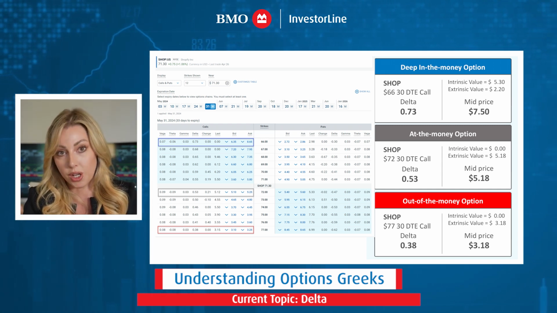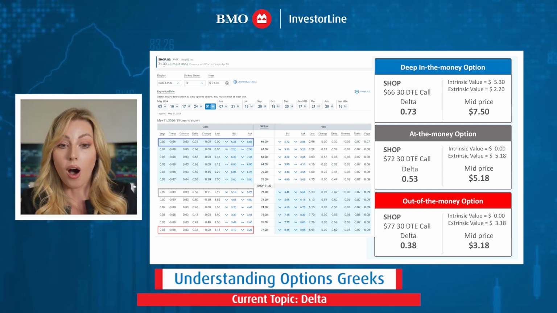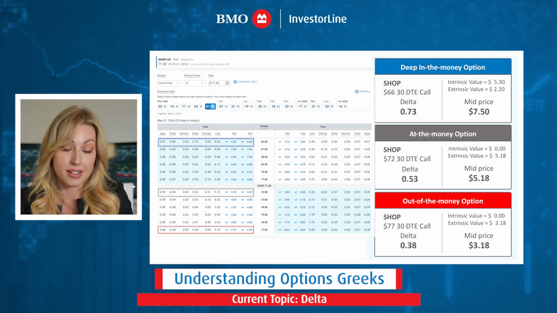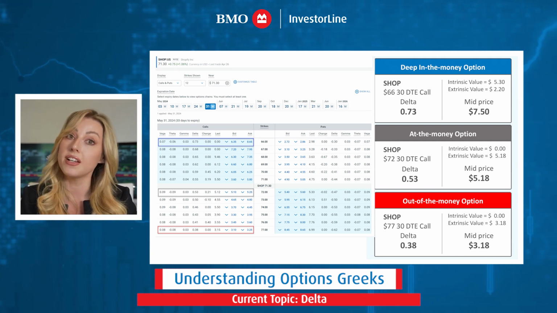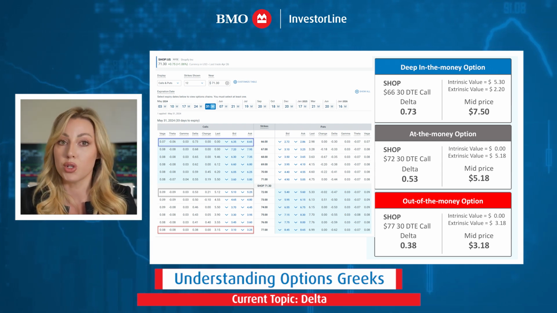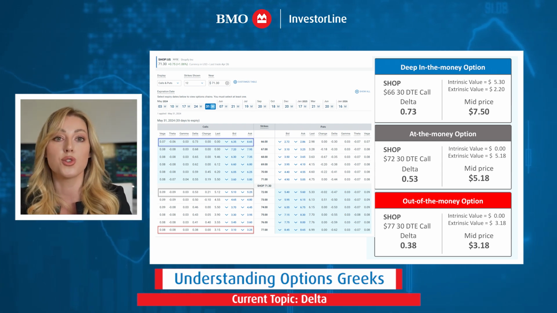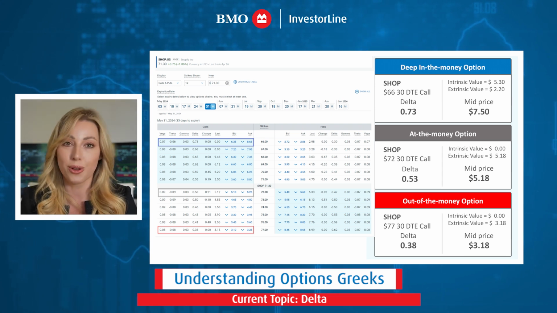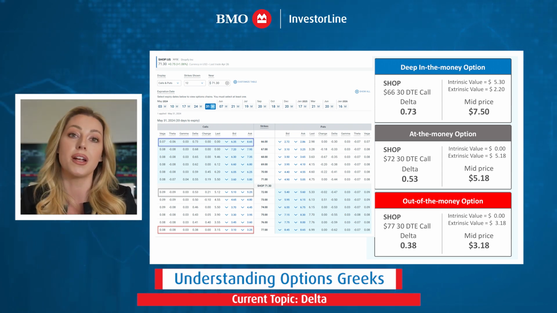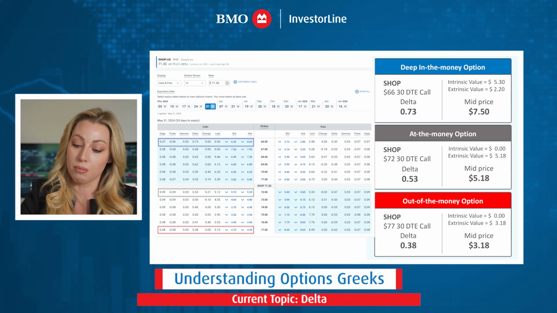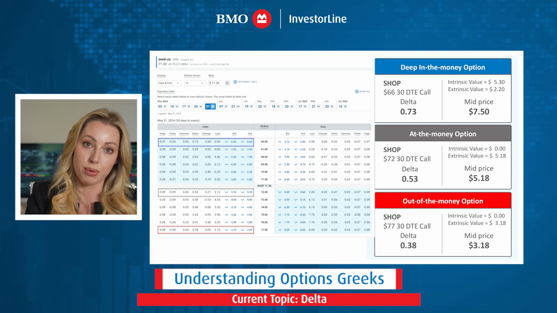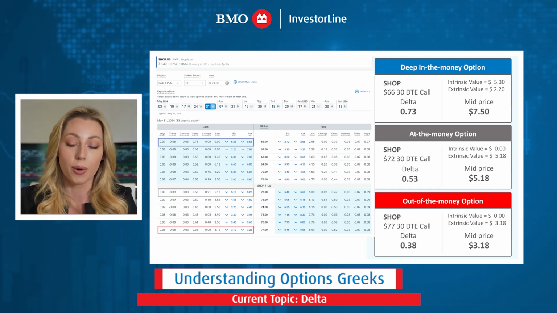On this options chain, we're looking at Shopify. All of these are 30 days until expiration, so a 30 DTE call. And what I have here is a very deep in the money option, then, same expiration, an at the money option. An at the money option means that the strike price is relatively close, if not equal, to the market price. And then an out of the money option means that the market price is more favorable than the strike price, so very far away.